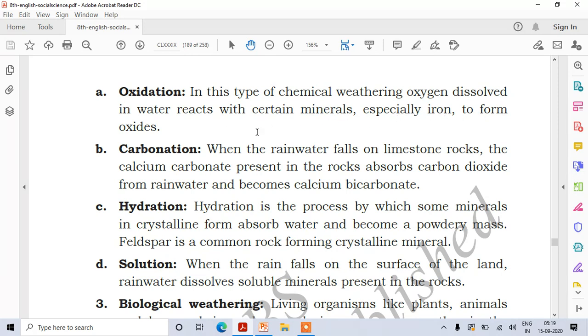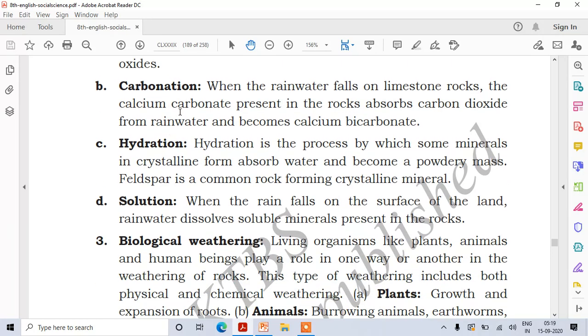In the rainwater or in the seawater, oxygen is present in the form of dissolved oxygen. So that oxygen will react with the minerals present in the rock. Generally, it will react with iron. Oxygen will react with iron. Like the rusting of iron, corrosion of iron, in that, iron reacts with air and moisture. Over here also, oxygen will react with iron to form oxides.